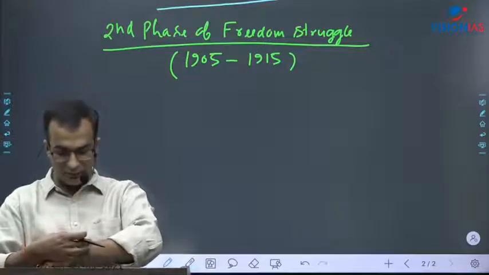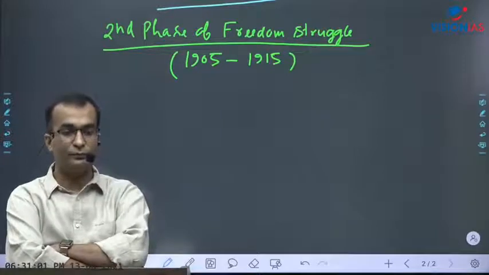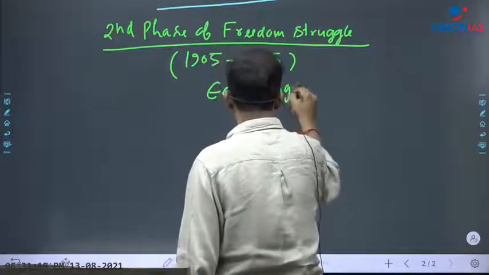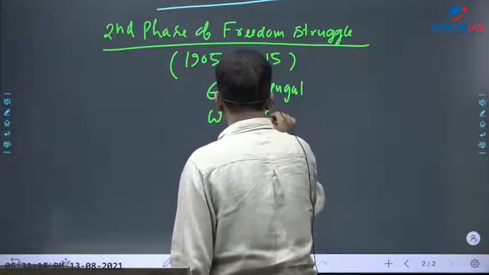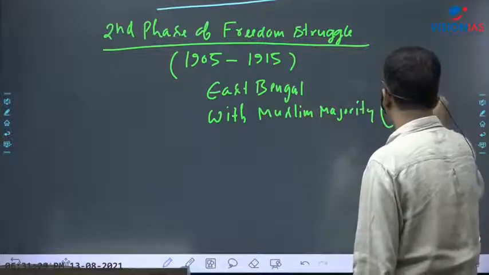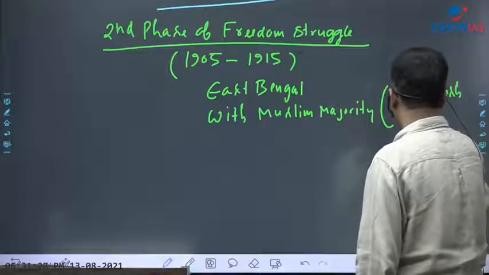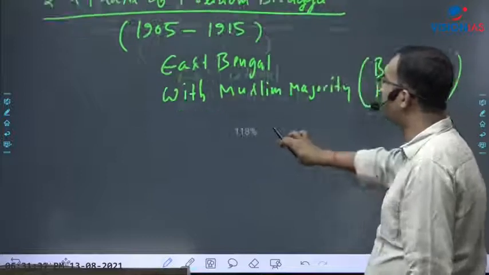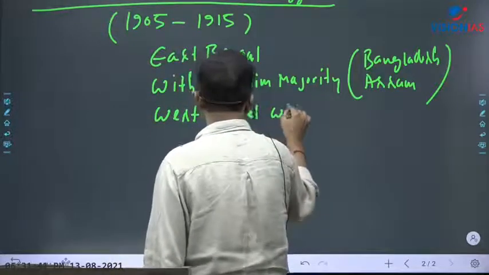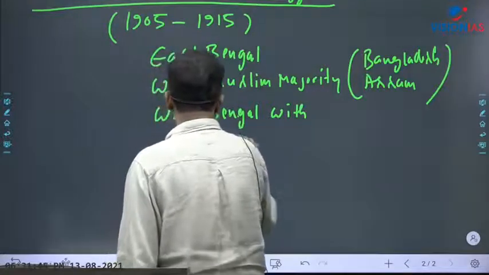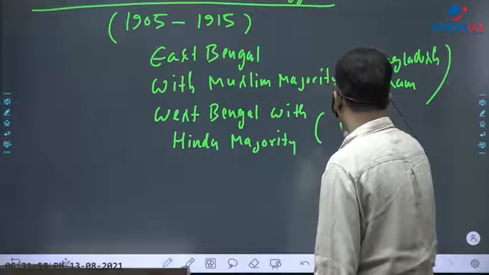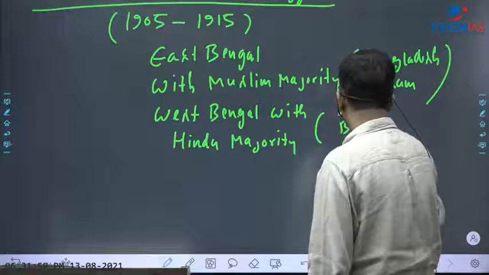Then further mention East Bengal with Muslim majority population, and in brackets you can write Bangladesh and Assam. So ये modern name है, उस time का नाम नहीं है. So East Bengal with Muslim majority and West Bengal with Hindu majority, and here, today's West Bengal, Bihar and Odisha. So in this category, these three states would be there.